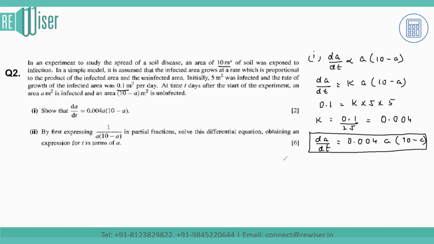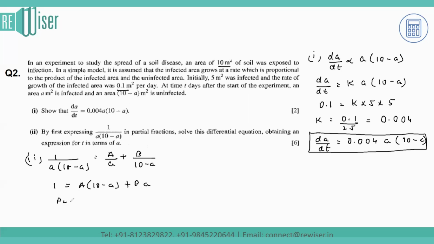Now moving on to the second part of the question, they have asked us to solve the differential equation by expressing this into partial fractions. So to express the function 1 over A into 10 minus A into partial fractions, we can write it as A over A plus B over 10 minus A. So if I simply take the LCM and compare the numerator, I got 1 equals A into 10 minus A plus B into A.